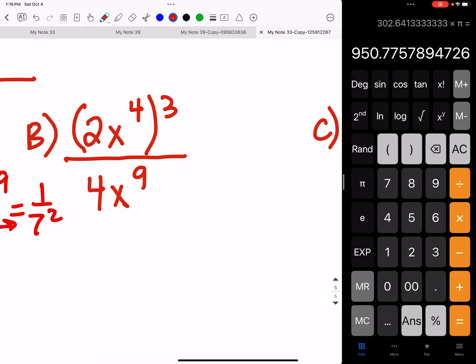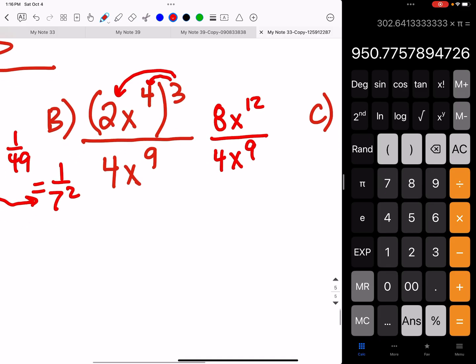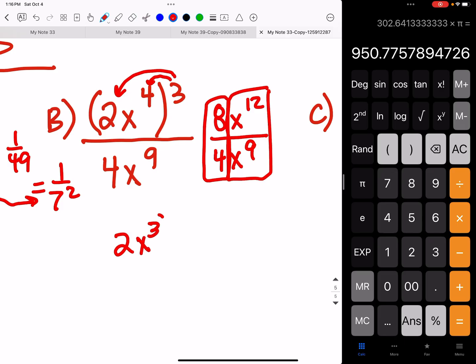Over here, let's see. 2 to the 3rd power is 2 times 2 times 2, which is 8. 1 less than powers is multiplication, so 8x to the 12th divided by 4x to the 9th. Normal numbers, normal division is 2. 1 less than division is subtraction, so 2x to the 3rd.